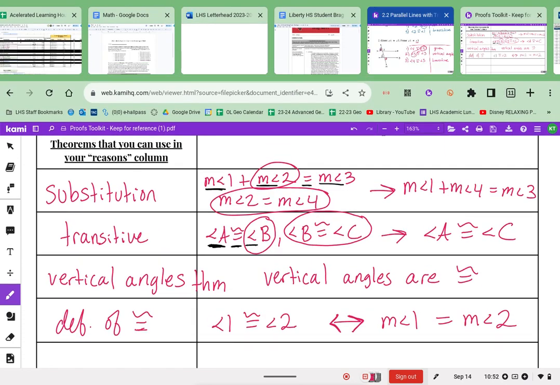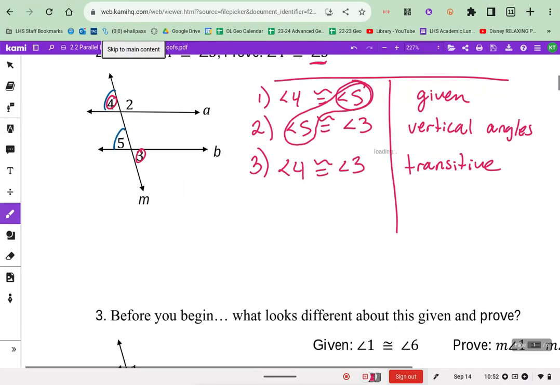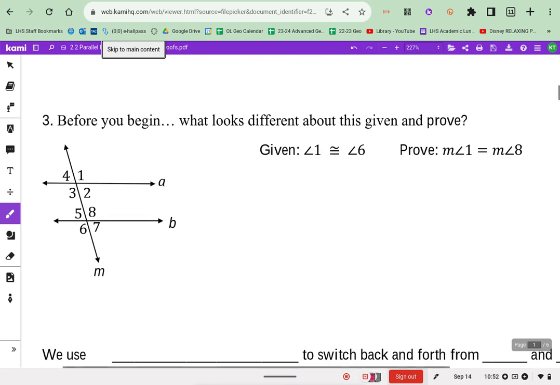All right, so back over to your packet. So tell your group, what is different about number 3 than what we've done so far? What do you notice? Ready, go. More numbers.